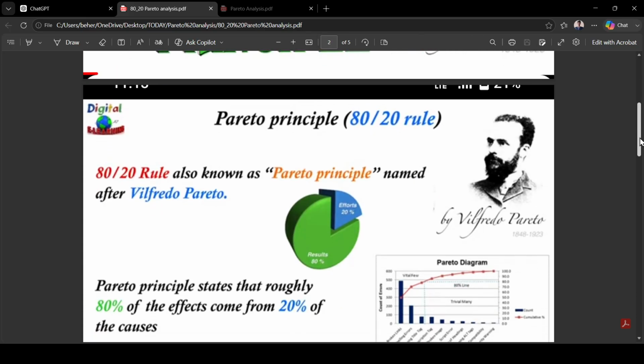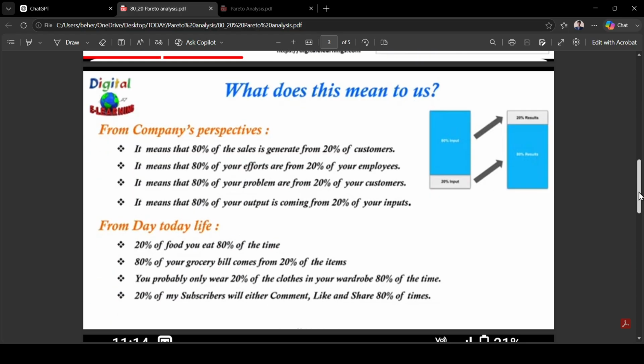So what is the Pareto principle or 80/20 rule? The 80/20 rule, also known as the Pareto principle, is named after Vilfredo Pareto. The Pareto principle states that roughly 80% of the effects come from 20% of the causes. So what does this mean to us? From a company perspective, it means that 80% of the sales is generated from 20% of the customers.